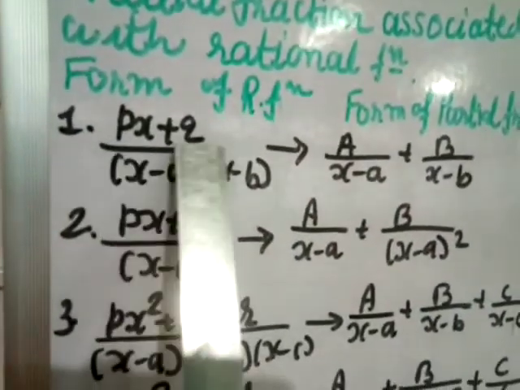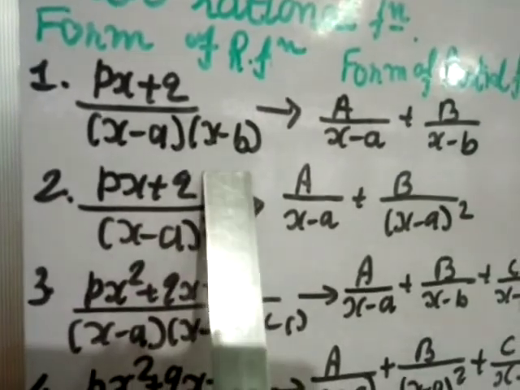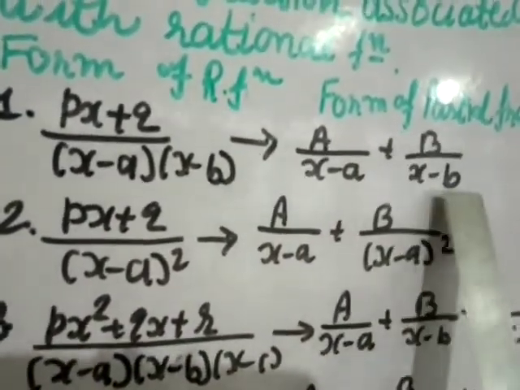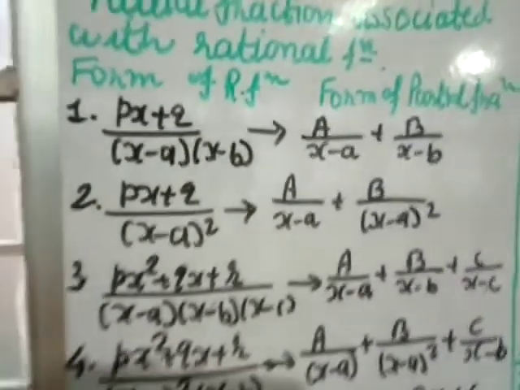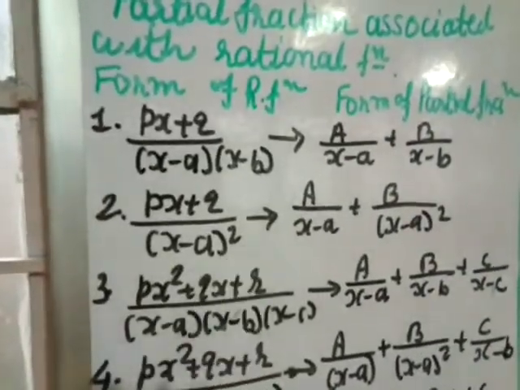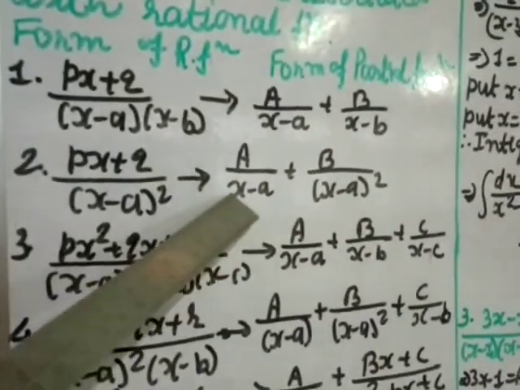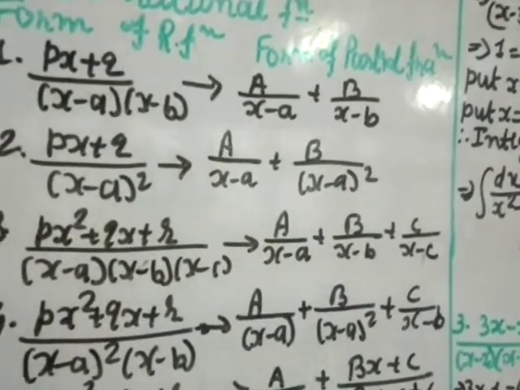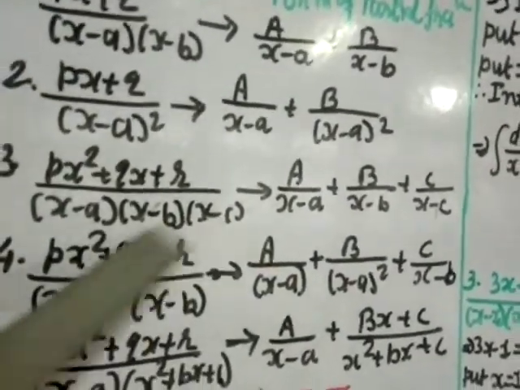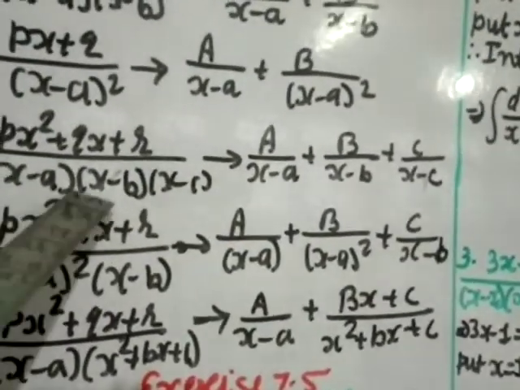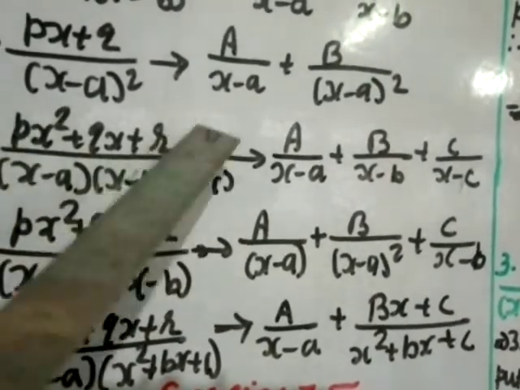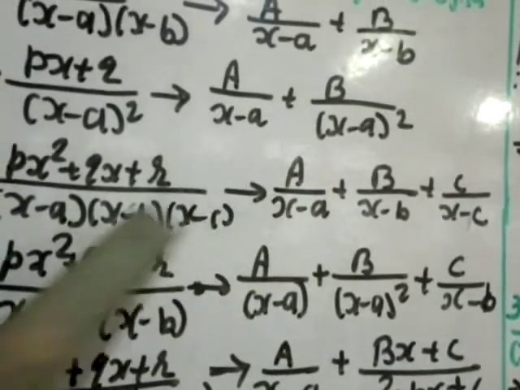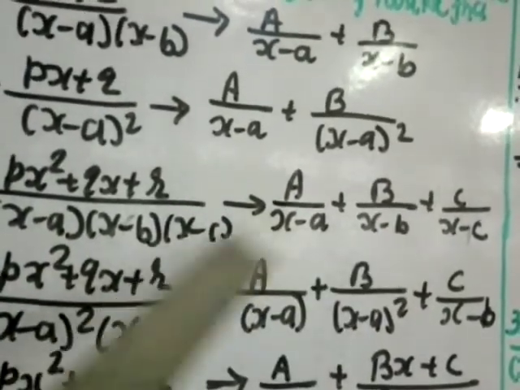So the first one is (px + q) divided by (x minus a)(x minus b) form. We can write it as a divided by (x minus a) plus b divided by (x minus b). Next, suppose (x minus a) whole square is there, then you write it as a by (x minus a) plus b by (x minus a) whole square. Then you have three factors, x minus a, x minus b, x minus c, and the numerator is a polynomial. Then we can write it equal to a by (x minus a) plus b by (x minus b) plus c by (x minus c).